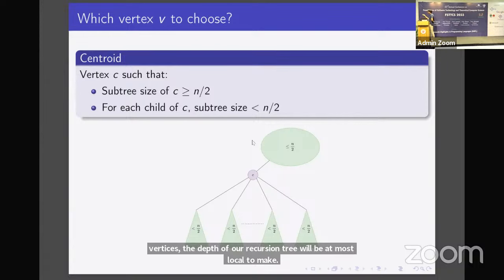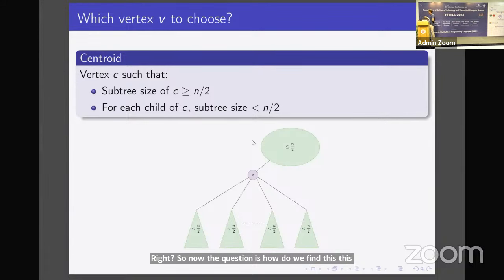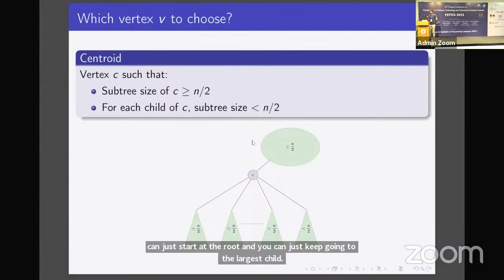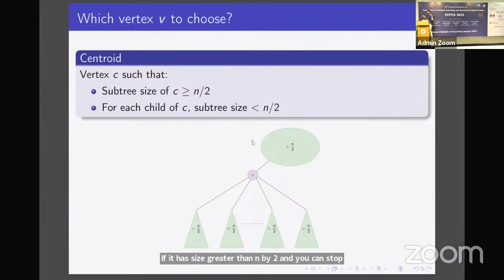So now the question is, how do we find this node, the centroid of the tree? It can be seen that the centroid always exists in a rooted tree, and it is unique, because you can just start at the root and keep going to the largest child if it has size greater than n by 2, and you stop otherwise, because then it will definitely be the centroid. And this process also proves the uniqueness of the centroid.